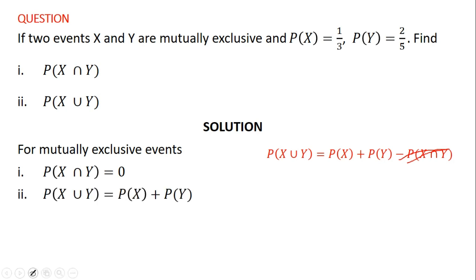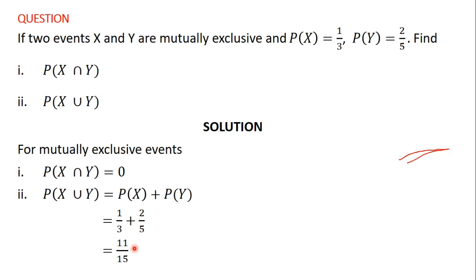This means that probability of x union y is equal to probability of x plus probability of y. We have probability of x here, we have probability of y here. So we just substitute them in here. We have 1 divided by 3 plus 2 divided by 5. And this is going to give us 11 divided by 15.